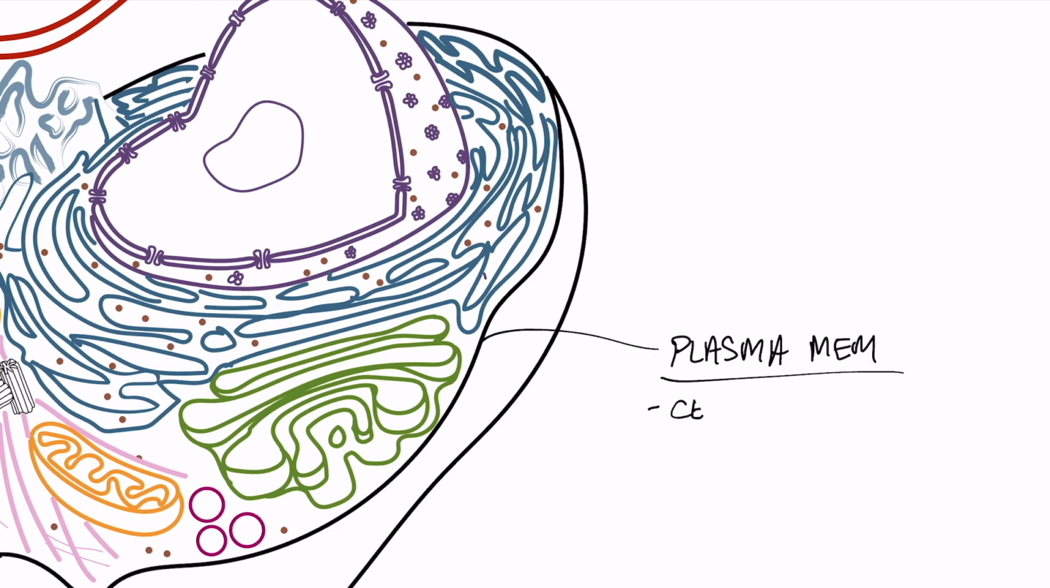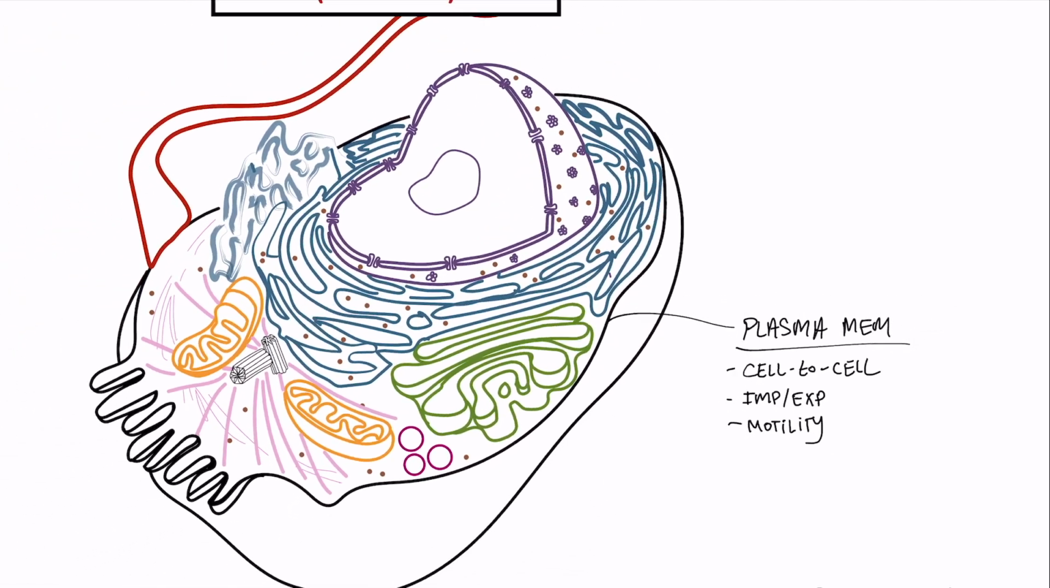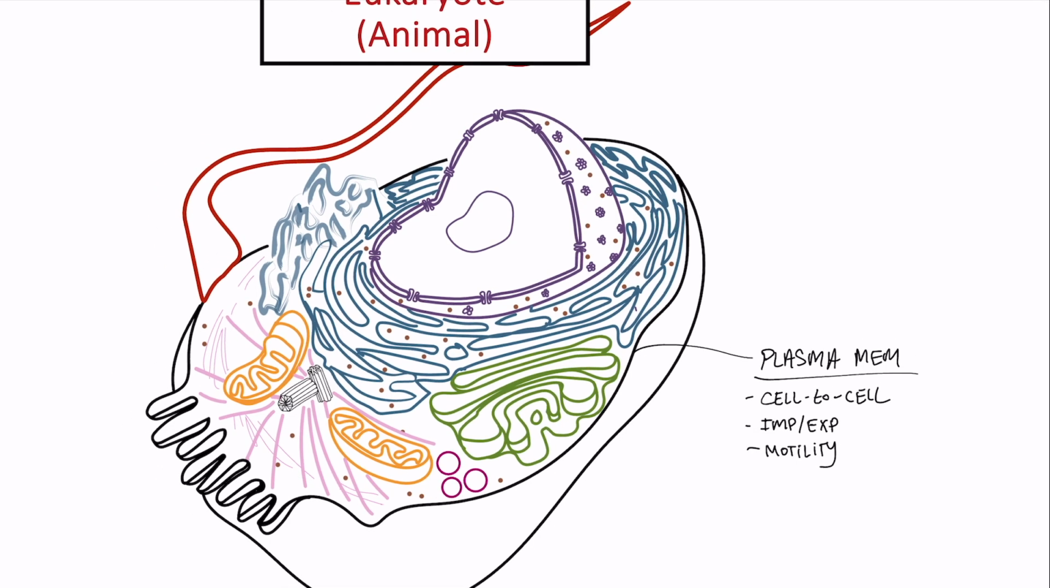The first is cell-to-cell recognition. The second is import and export of various nutrients and ions. And the last is you can have extensions of the plasma membrane, for example, pseudopodia, that are involved in motility. Those are three functions of the plasma membrane. Okay, now let me walk you through the other components of the eukaryotic cell.